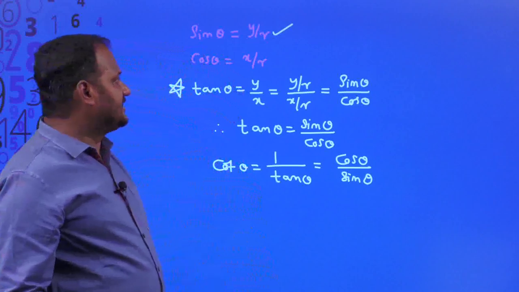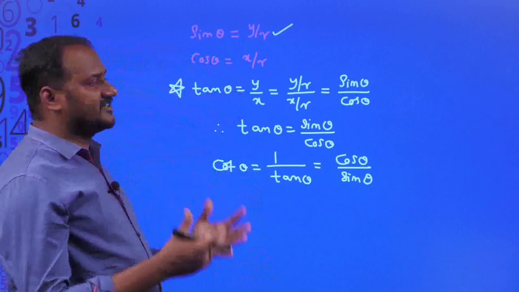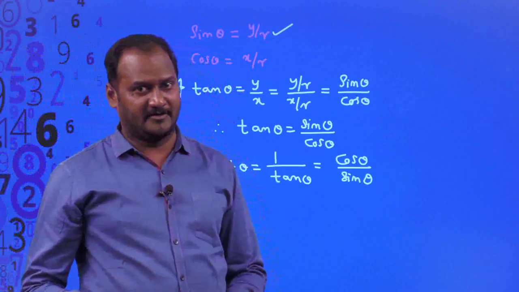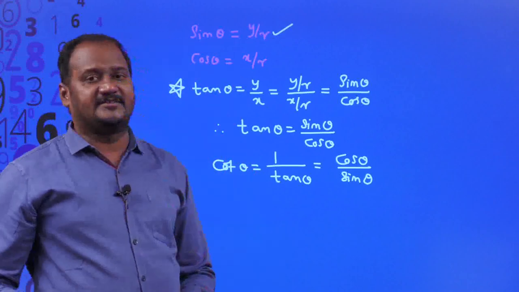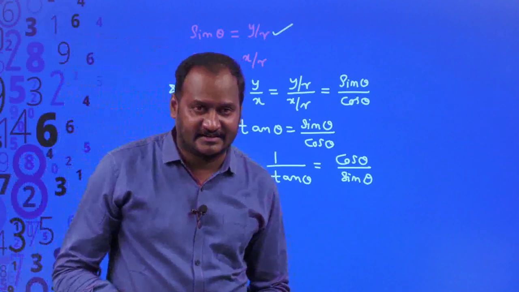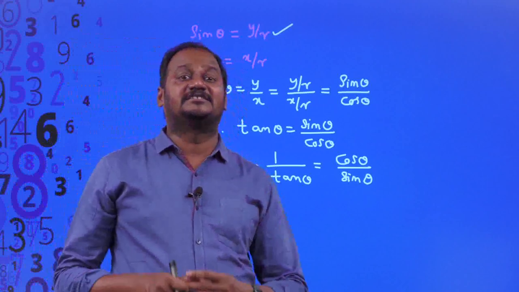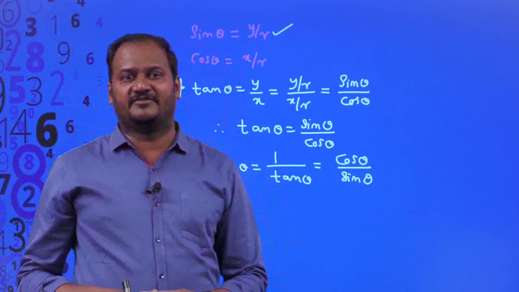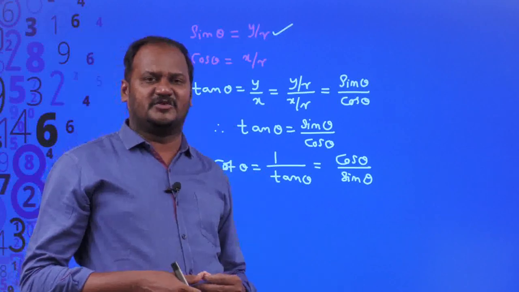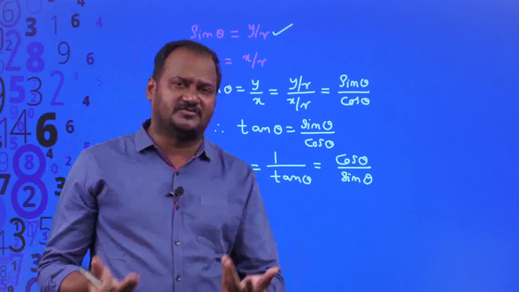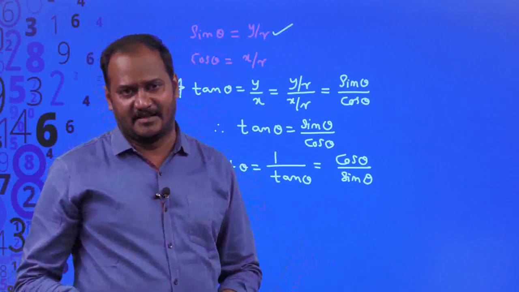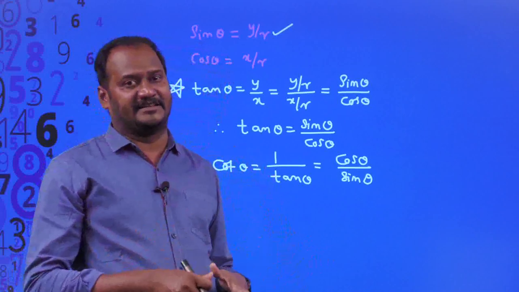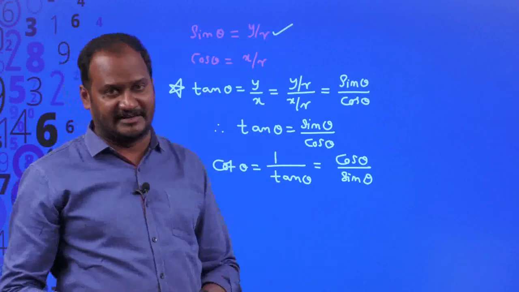And now let us try to understand how these trigonometric ratios are useful in our daily life. Because if there is a physical significance, then only we strongly believe that mathematics is useful somewhere. Otherwise, why learn all these things? What is the use of this trigonometry? What is the use of algebra, calculus, something like that? What is the physical significance of our mathematics, of our trigonometry?